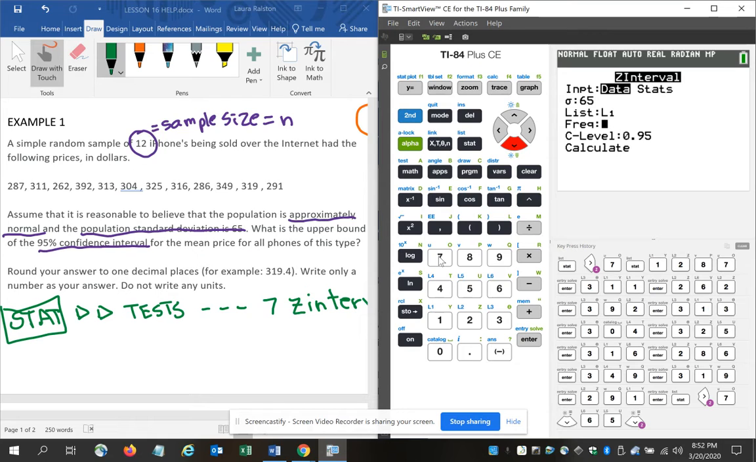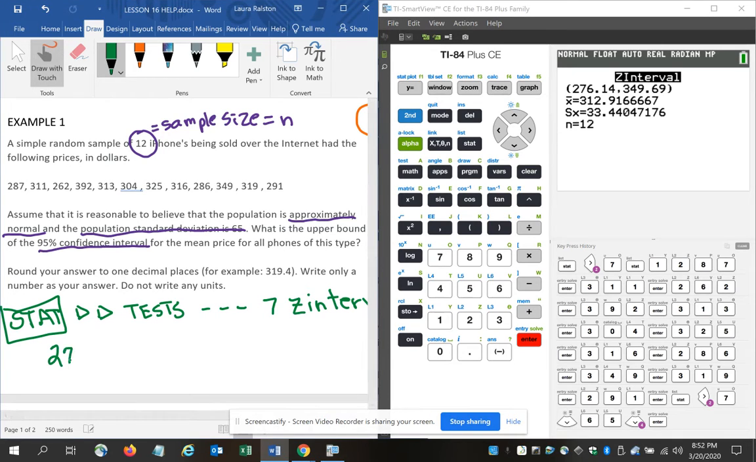Frequency defaults to 1. Please leave it as 1. Then the confidence level. The confidence level we're asked for in the problem is 95%. As a decimal, that would be 0.95. Okay, so it set that as the default. Then I'm going to highlight the word calculate, hit return or enter. And on the very first line up here, it gives me the answer. Okay, so I'm going to write this answer here on my paper. I get 276.14.